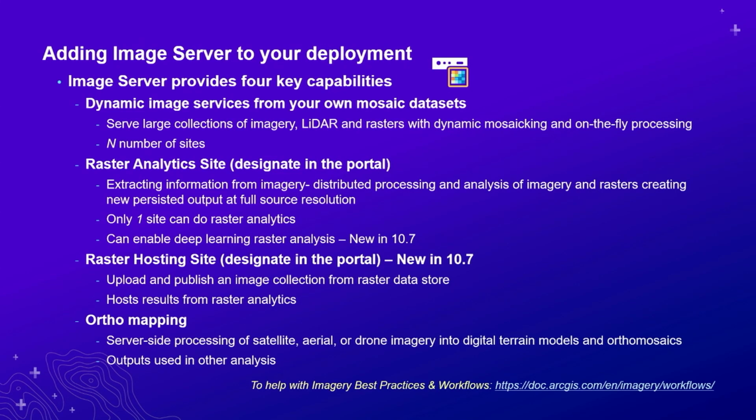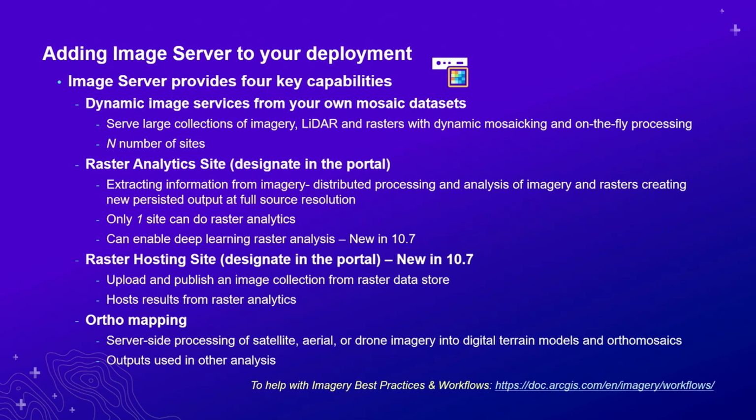The second capability of image server is to provide a raster analytics site. Raster analytics is about extracting information from imagery. Instead of doing things on the fly, it's applying distributed processing and analysis to your imagery and raster datasets and creating new persisted output at full source resolution. When you are using raster analytics, you have one site that can perform raster analytics. You set up your image server site, federate it with your enterprise portal, and then you can designate that site and say, this is where I want my raster analytics to be performed.